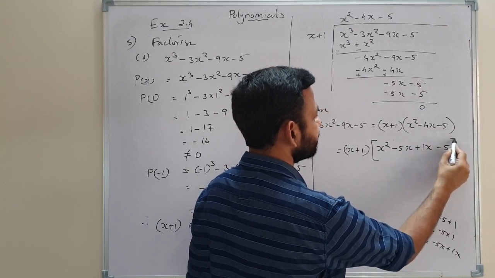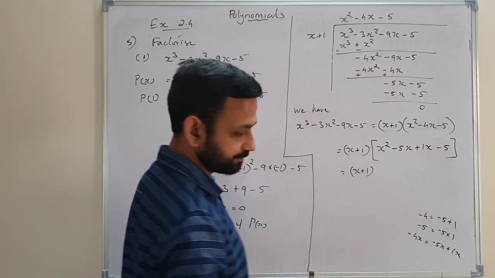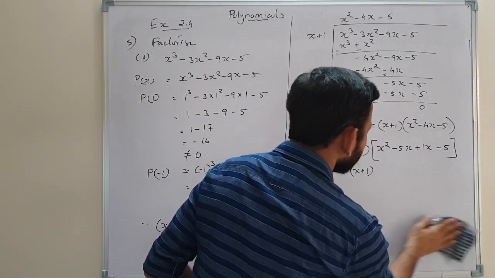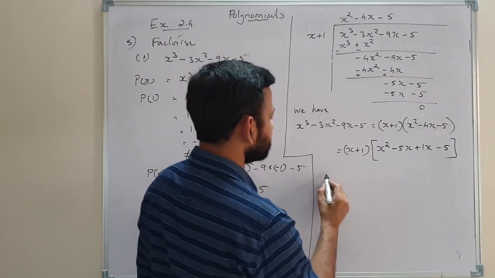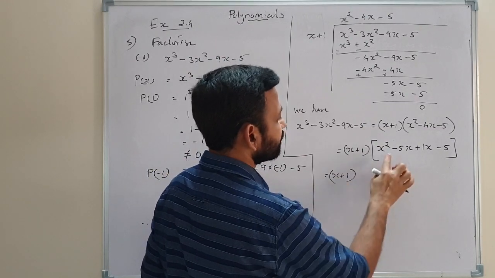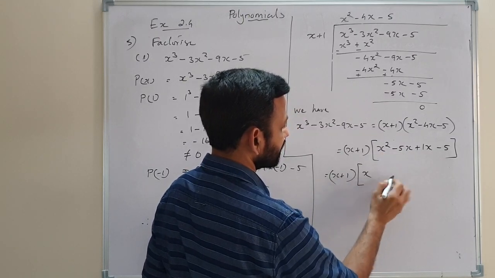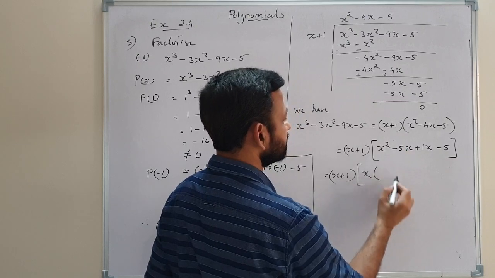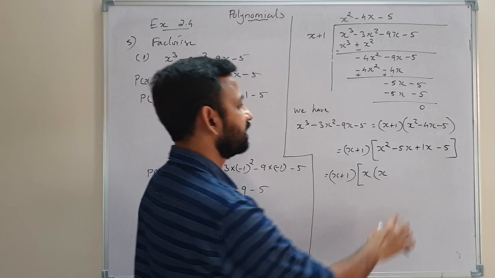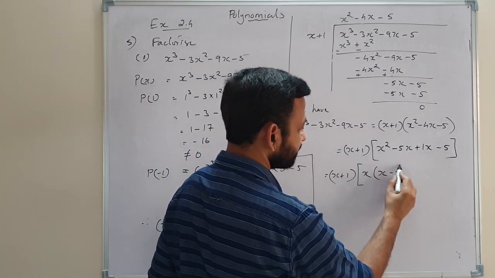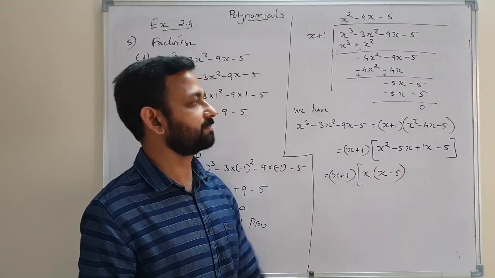Then minus 5. That is equal to x plus 1 into. Now we can take the common term outside. From the first 2 terms we can take x outside. Then from x square, when we take x outside, we can write x there. We have taken x outside, so minus 5. Open the bracket, x into x, x square, x into minus 5, minus 5x.